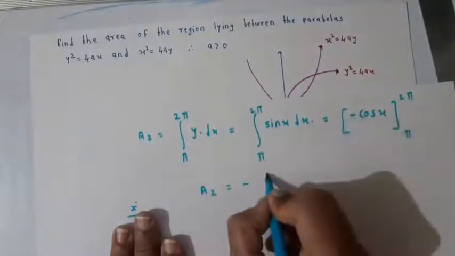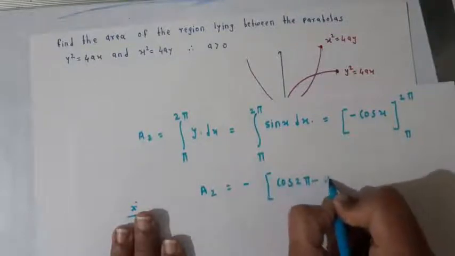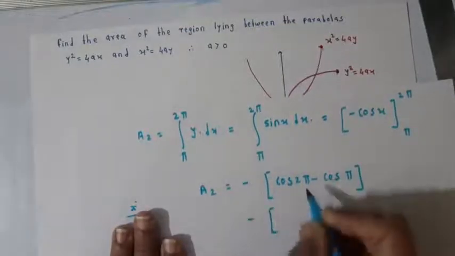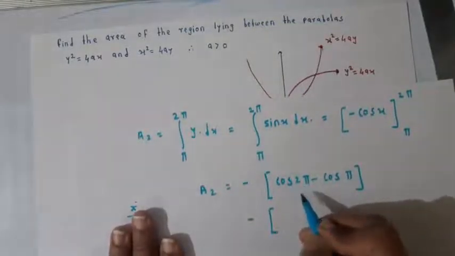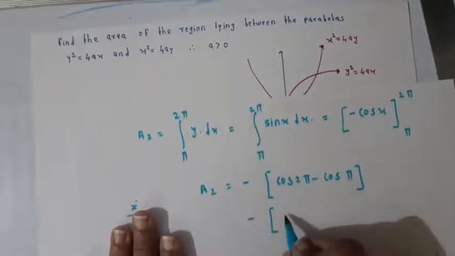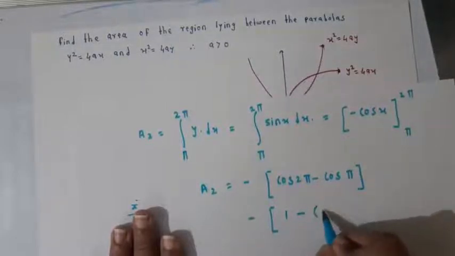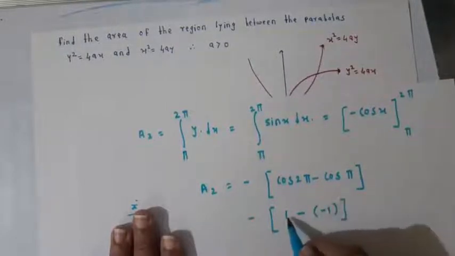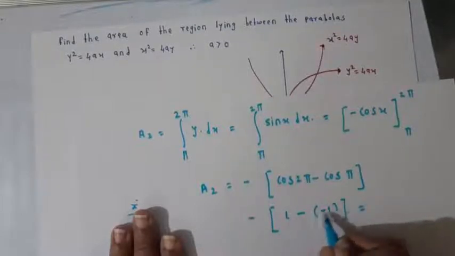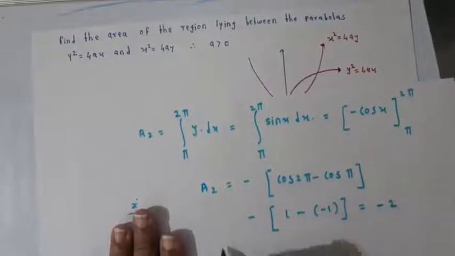Now take the negative sign outside, and that is cos of 2 pi minus cos of pi. You know that cos of 2 pi means cos 360, and its value is 1. Cos of 2 pi is 1, minus cos of pi, which is minus 1. So 1 minus minus 1 is 1 plus 1, and this is 2. The negative sign is outside.